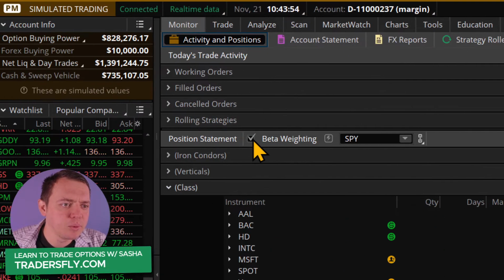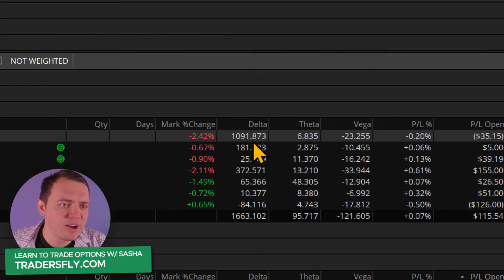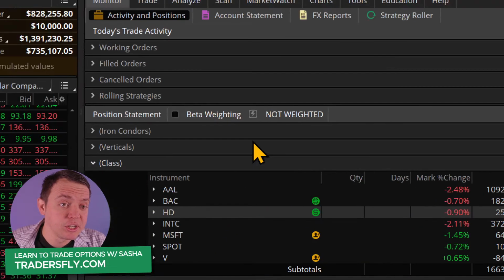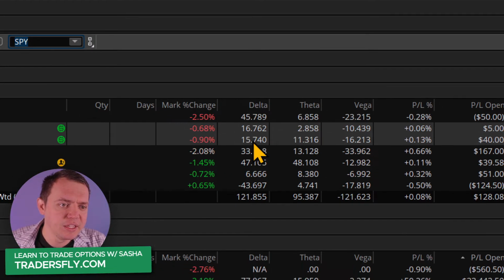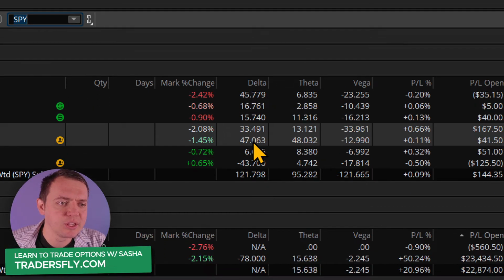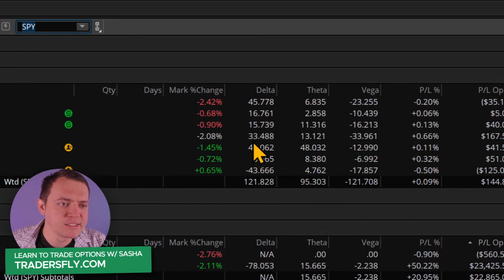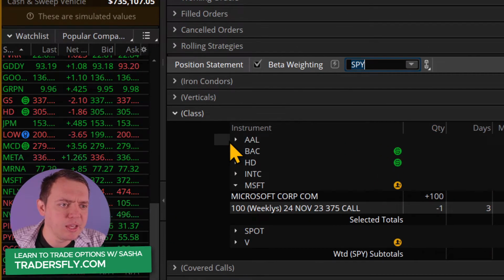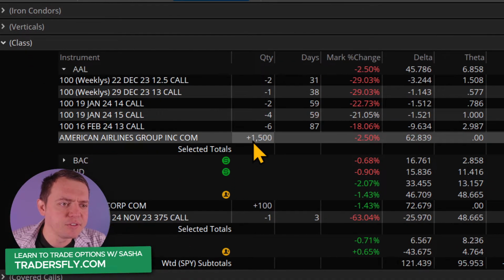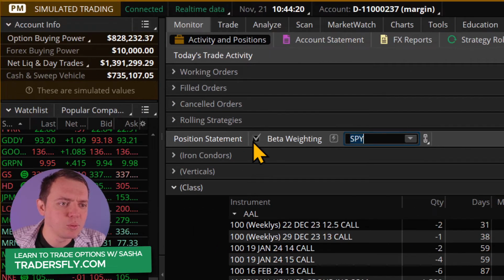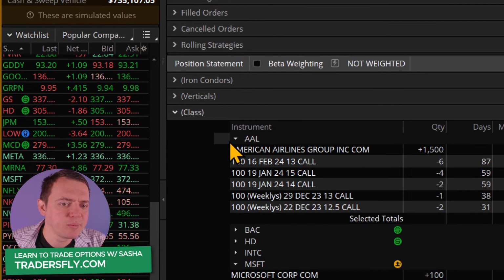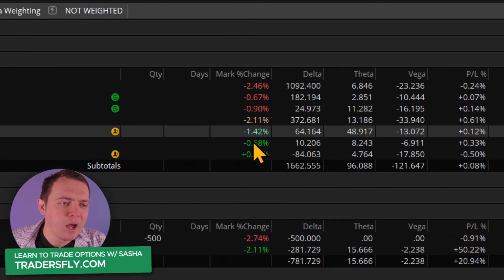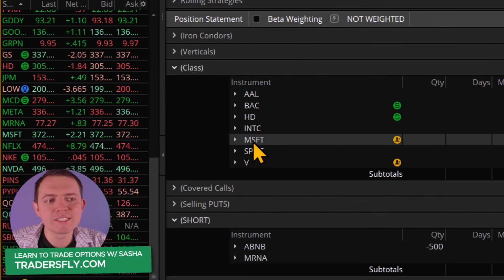But if I unbeta weight this, now I've got 1,000 deltas, because this is AAL, so it's a super cheap stock. So even though it says 1,000 shares, really relative to the positions I have, it's not as big as you think. Relative to Microsoft, it's still less than Microsoft, even though Microsoft only has 100 shares, but AAL over here has 1,500 shares. So the point is to beta weight against some kind of index to make it a little bit more equal relative to your total position or portfolio. Otherwise, you have a concentration of risk in Microsoft.